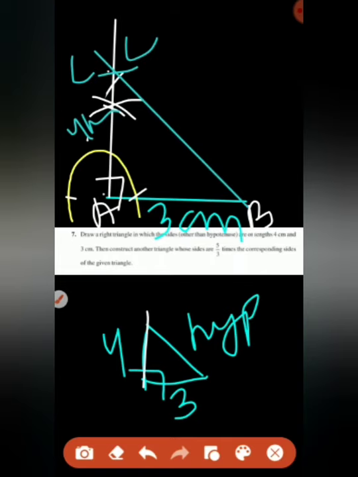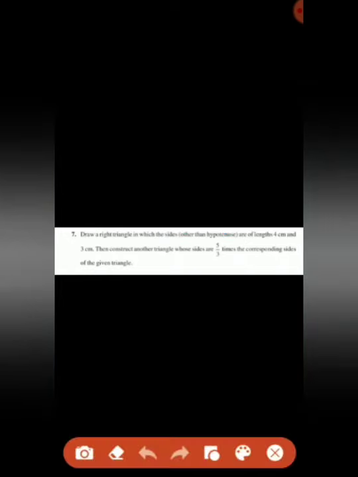AC is 4 centimeter, AB is 3 centimeter. This is the required right triangle. Now we need to draw a triangle whose sides are 5 by 3 of this triangle. Okay, it should be 5 by 3 of the corresponding sides of this triangle. Let me rough this and I'll do it again.